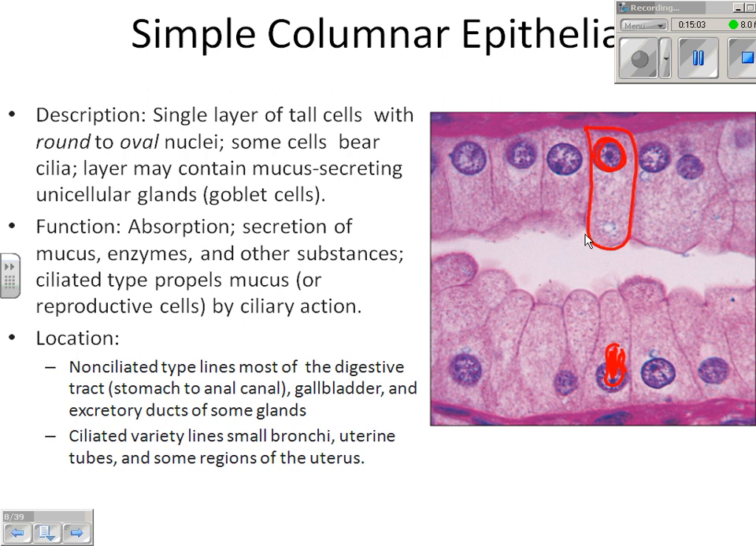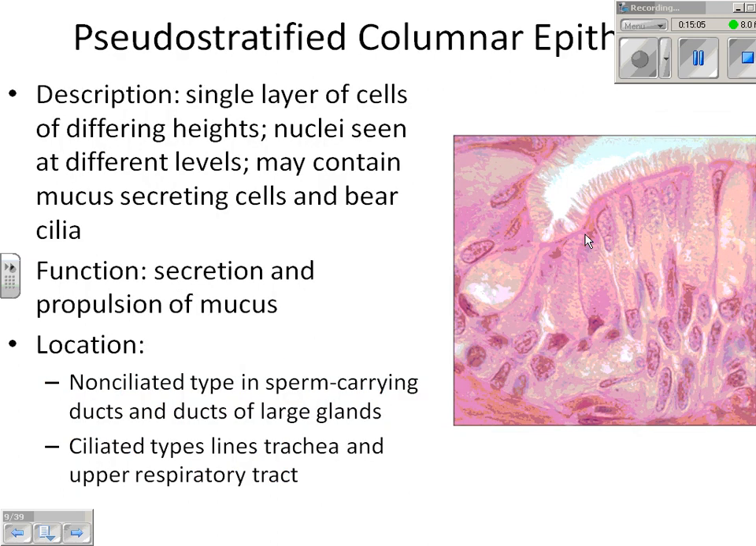But this is pseudostratified. The reason is because every cell actually hits the basement membrane down here. So here's the basement membrane. So these cells all are actually meeting it. It just has this appearance.